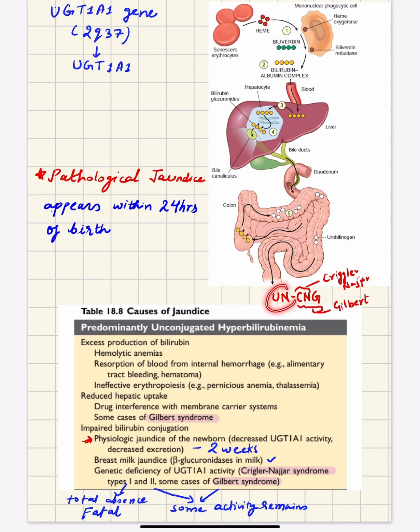Now in unconjugated hyperbilirubinemia, you remember that Crigler-Najjar and Gilbert syndrome, these two are to be learnt. So there you can use this mnemonic, CNG: Crigler-Najjar and Gilbert syndrome for unconjugated hyperbilirubinemia. I'm telling you this because there are two other syndromes which cause conjugated hyperbilirubinemia, which are the Dubin-Johnson and Rotor syndrome. So you have to remember which syndromes cause which fraction of the bilirubin to increase.